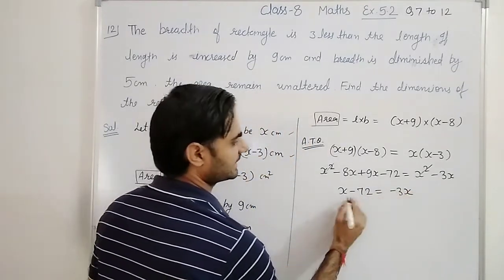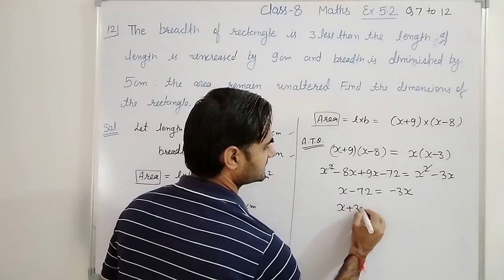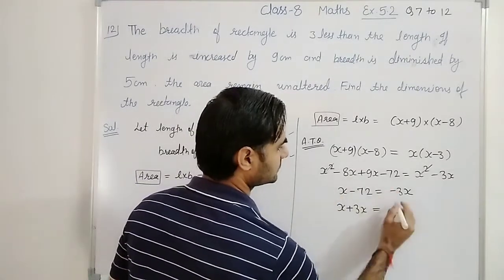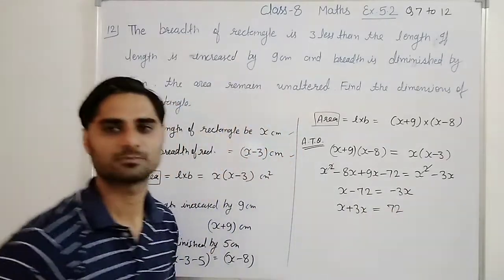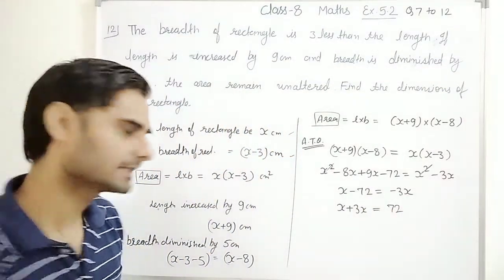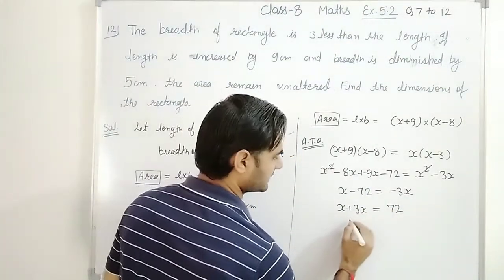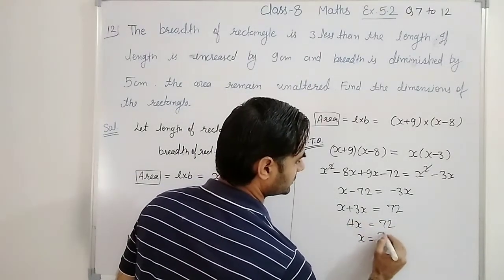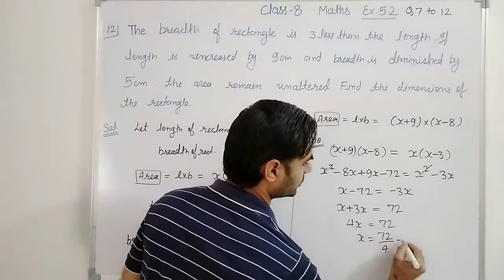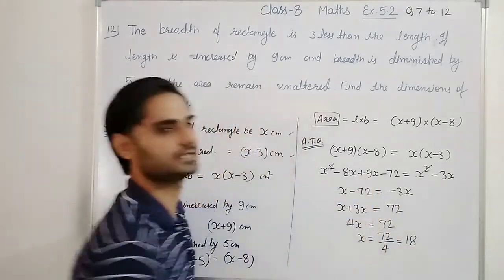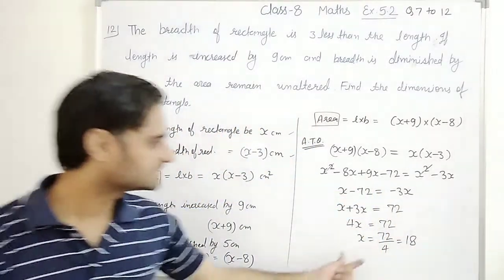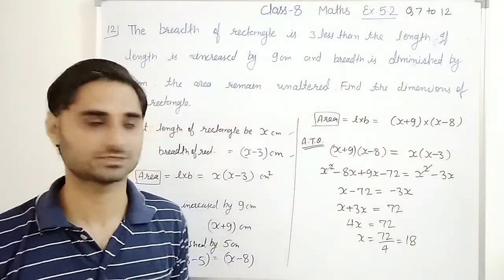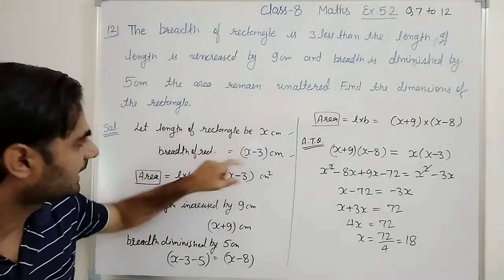This 3x I will take to this side. x plus 3x, with opposite sign, is equal to this one also changing sign, plus 72 will come. Next, 3 plus 1 is equal to 4x, equal to 72. So x will be equal to 72 upon 4, which means 18. This is the value of x, and we have to find the dimensions, length and breadth.